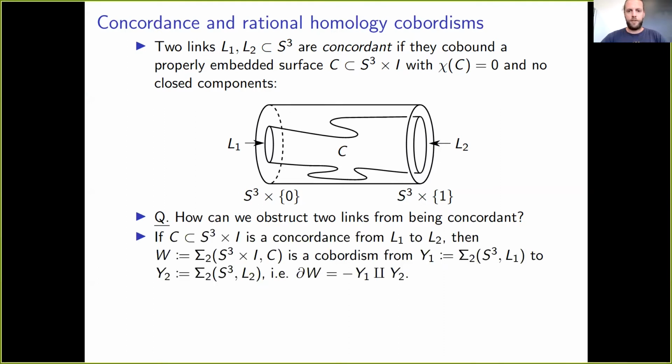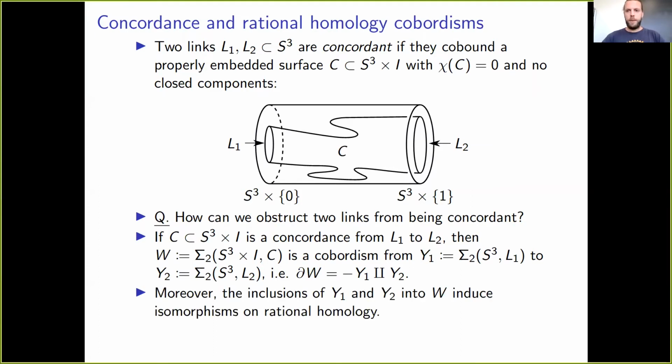A slightly different way of doing this is to look at the branched double cover of S3 cross I. More precisely, we can take this S3 cross I with our concordance C sitting inside it and form its double cover branched along C. What we get is a four-manifold, which I call W here, with two boundary components Y1 and Y2. These two boundary components actually are the double covers of the three-sphere, S3, branched along L1 and L2 respectively. So W can be seen as a cobordism between these three-manifolds.